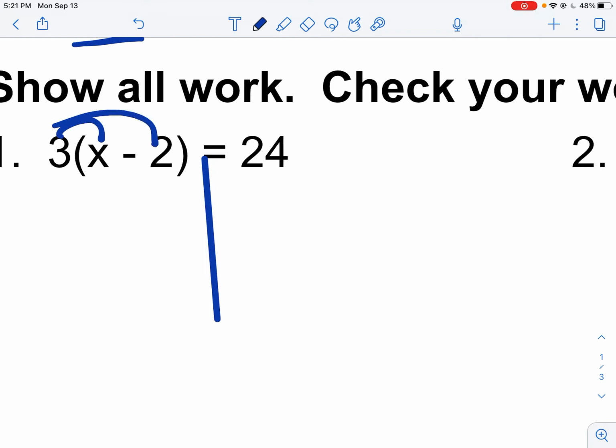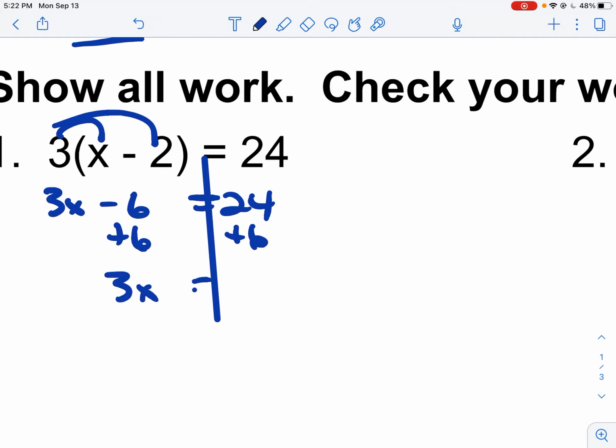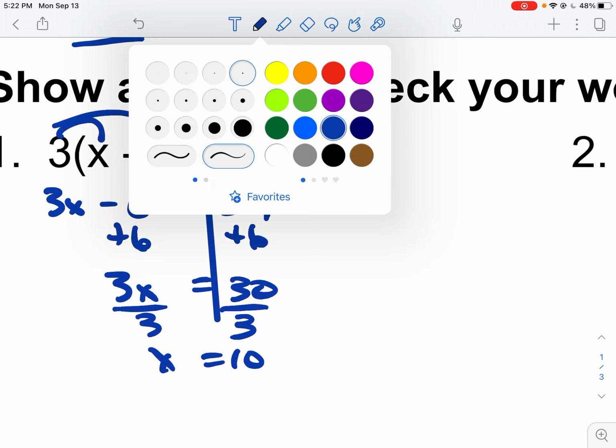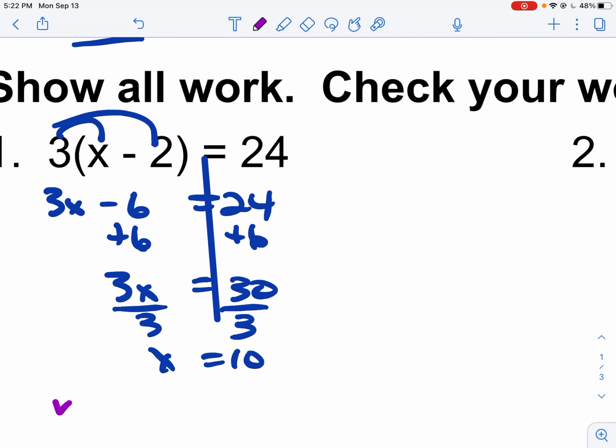So if I draw this straight down, I'm going to do the distributive property first. I will get 3x minus 6 equals 24. I'm going to add the 6 to both sides because there's no combining of like terms on this one. There's nothing to combine. So I get 3x equals 30. I divide by 3 on both sides, and I get x equals 10.